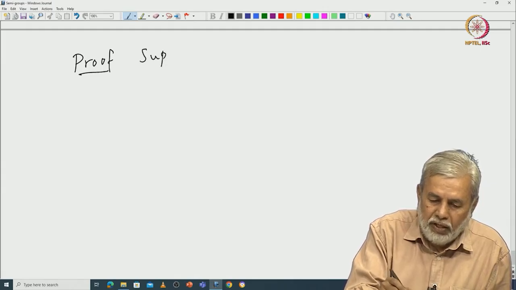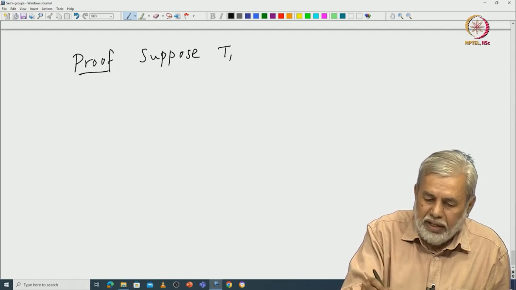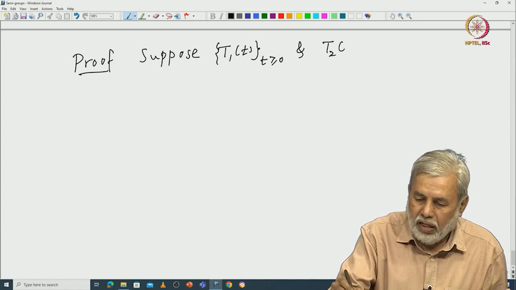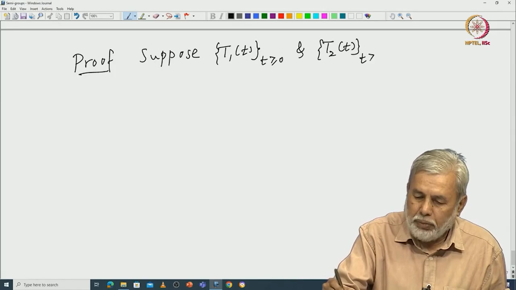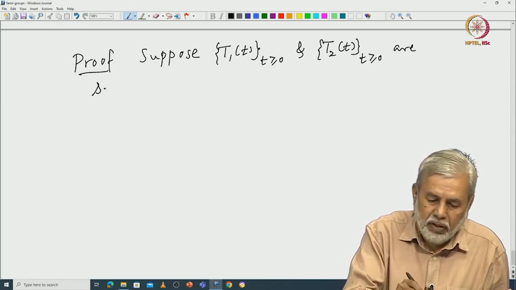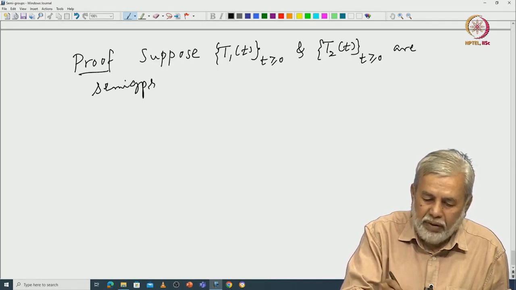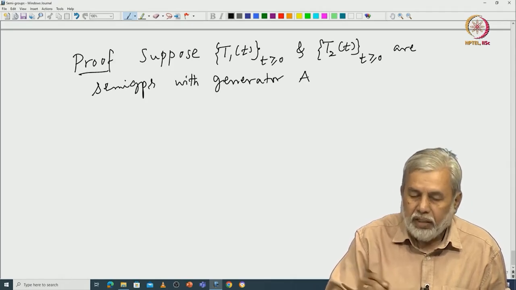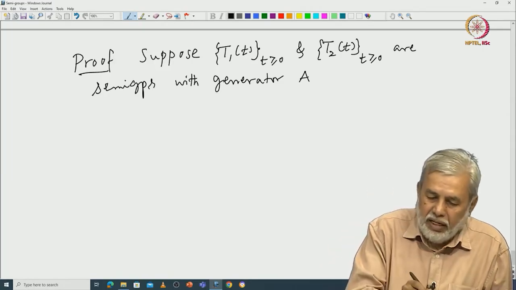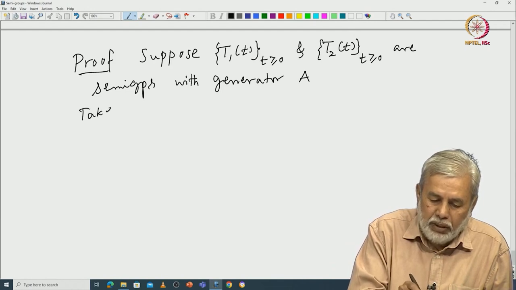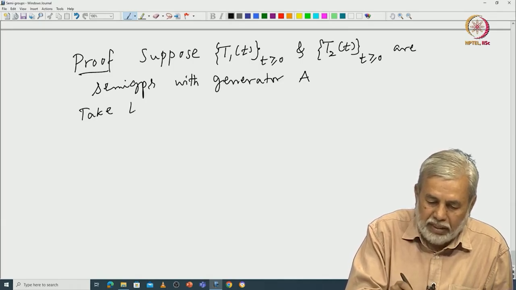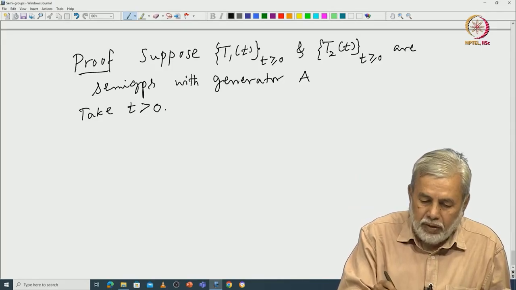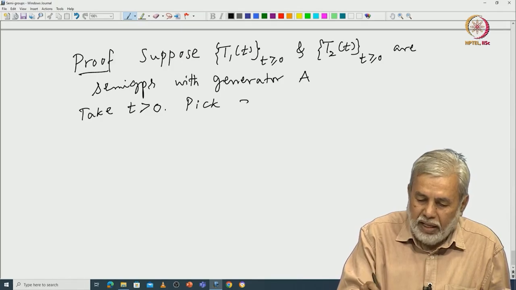So suppose T1(t) and T2(t) are two semigroups with generator A. Okay, so they have the same operator A as generator. Take any t positive. At t equal to 0, anyhow they are identity, so they coincide, so there is no problem. So we want to show that for any t positive, T1(t) is equal to T2(t). Okay, so pick any x in the domain of A.